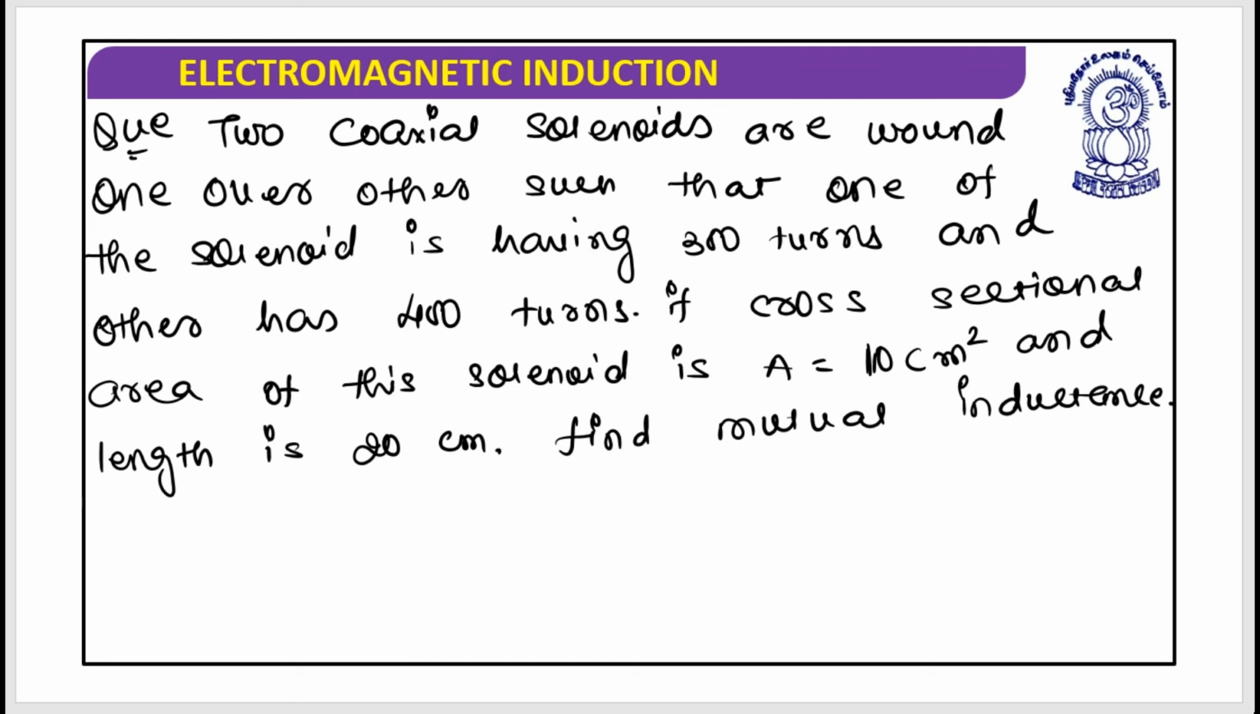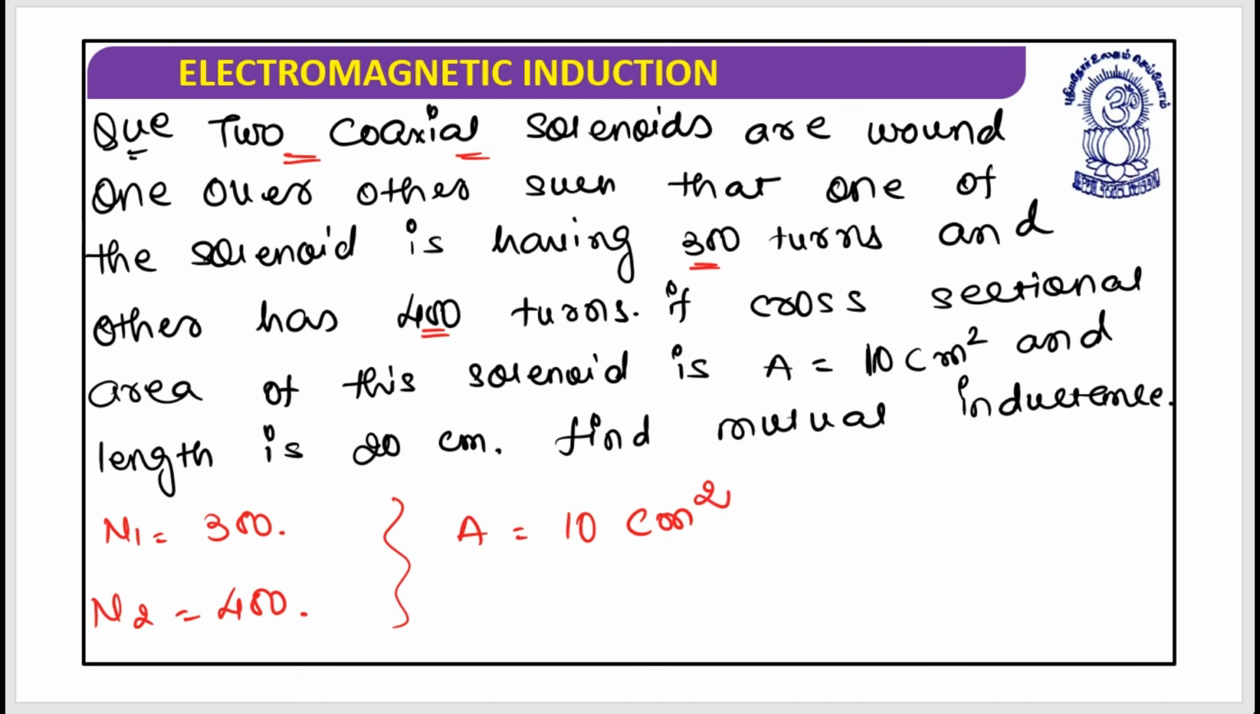I hope this is clear. So let's find it out. What data has been given? They say two coaxial solenoids are there, arranged such that one of them has N1 equals 300 turns, and N2 equals 400 turns. The cross-sectional area of the solenoids is A equals 10 centimeter square and the length of the solenoid is 20 centimeter.